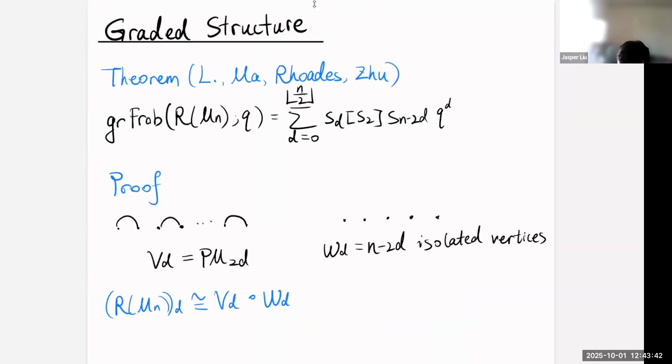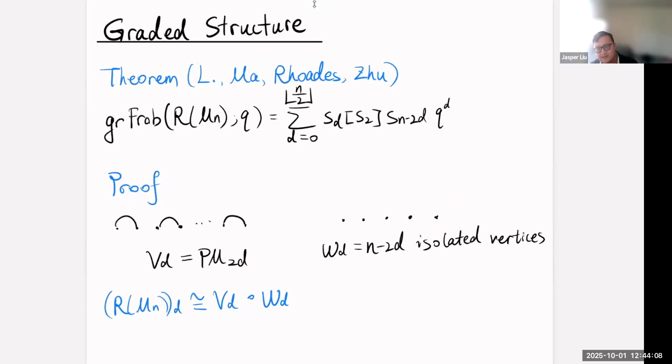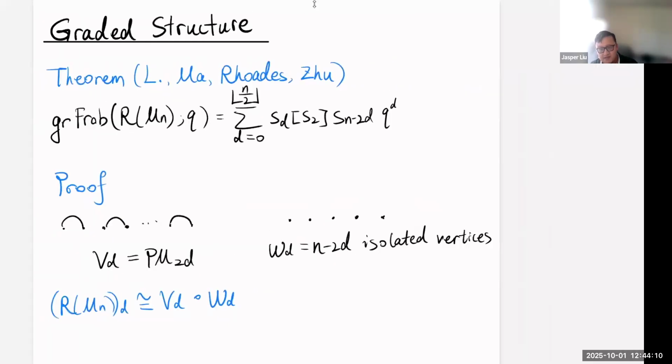Recall that this one we have seen has Frobenius image s_d[s_2], the plethysm. And this part is just the trivial representation, which is h_{n minus 2d}. When I take the induction product, I just take the product of the symmetric functions. And that's the story for the involution case.